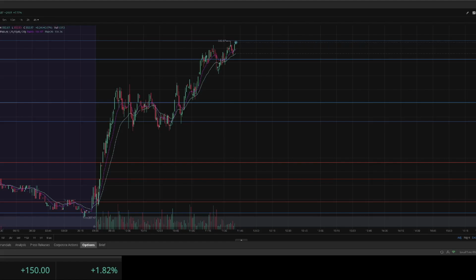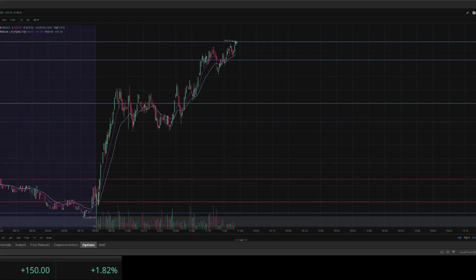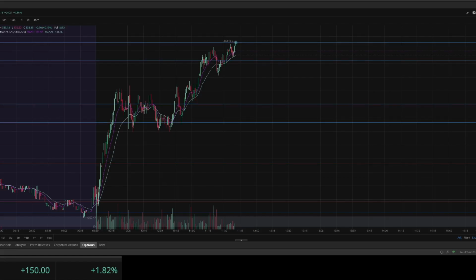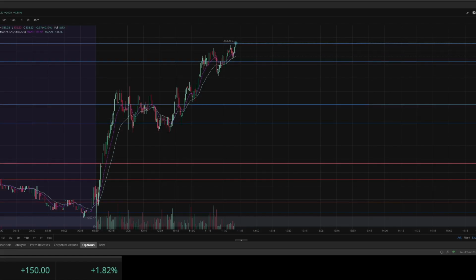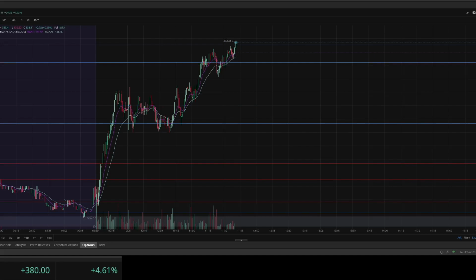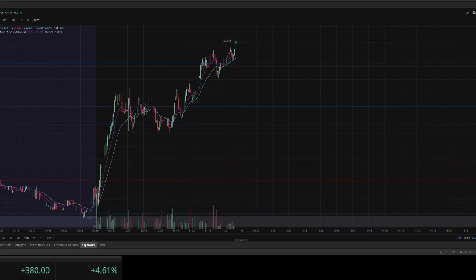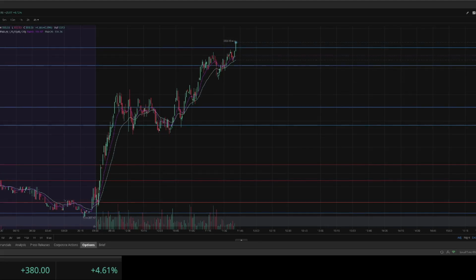Need a stronger candle. There we go. There's a little lag in my profits, but I'm already in profit. It's going to update shortly. And you can catch this at any time on any stock in any market. It's the same concept. Up 380. All right, here we go. The big green candle, and we are up $750 in profit.